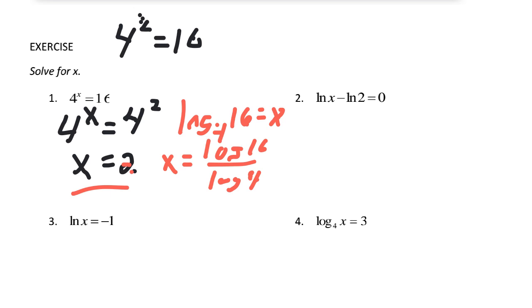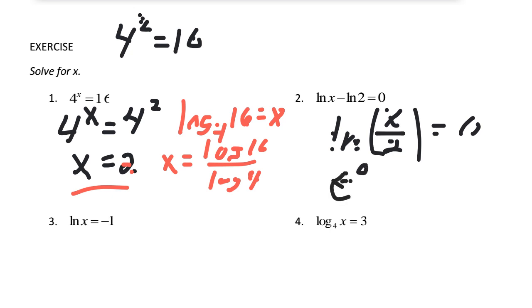Going back on number 2, I'm going to need to get those properties that we used last week together first. So we're going to do the natural log of x over 2 equals 0. Now, change it to exponential form. e is our base, so e to the 0 equals x over 2. Well, e to the 0 is 1. So 1 equals x over 2. Take both sides times 2.